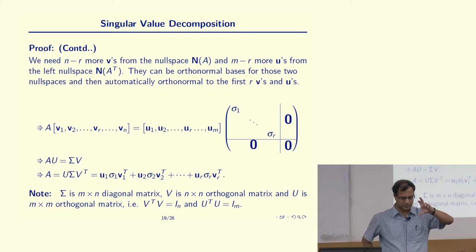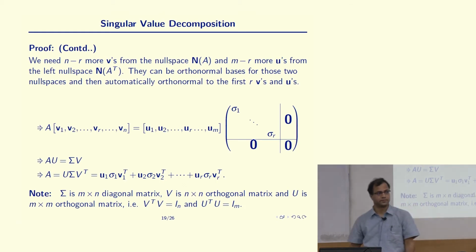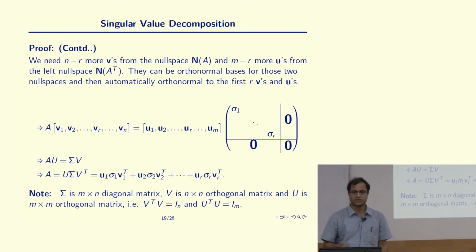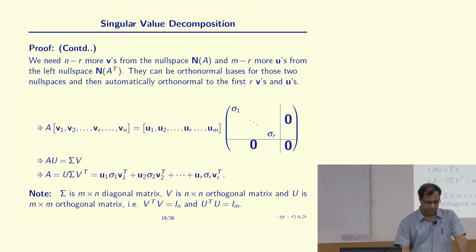So U1 are from the columns, of dimension M, so it will be of dimension M cross N. You can check that these are the rank 1 matrices, and they will be of dimension M cross N, because our matrix A is of dimension M cross N.